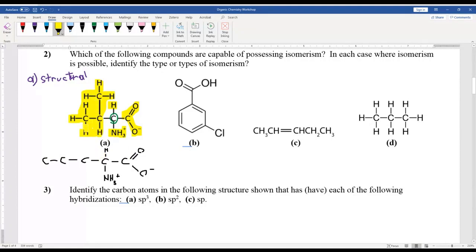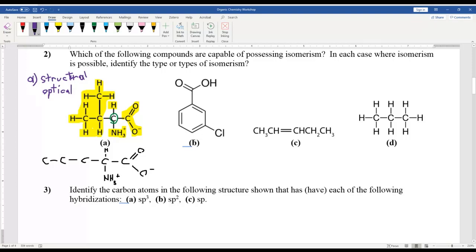So does this have optical isomerism then? Yes, it does. If it has a chiral carbon, then that means it has at least 2 different optical isomers that it could have. So optical isomerism is possible here. So structural and optical are possible with this amino acid.